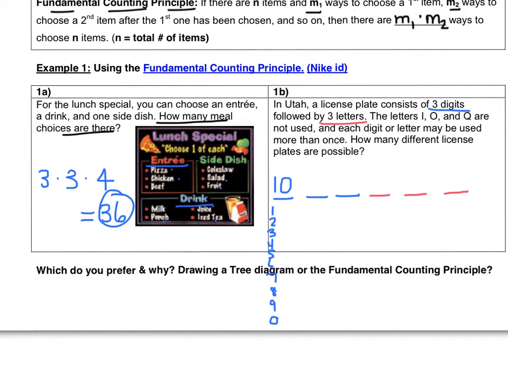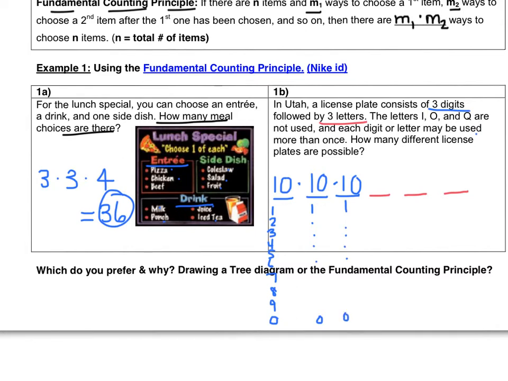So we can choose from 10 numbers in the first spot. It does say that the digits or letters may be used more than once. So in the second spot of the license plate, we have the same 10 digits to choose from, 1 all the way to 0. So we're going to multiply by 10 more, and then for the third number, we'll also be able to choose from that list of 10 digits.